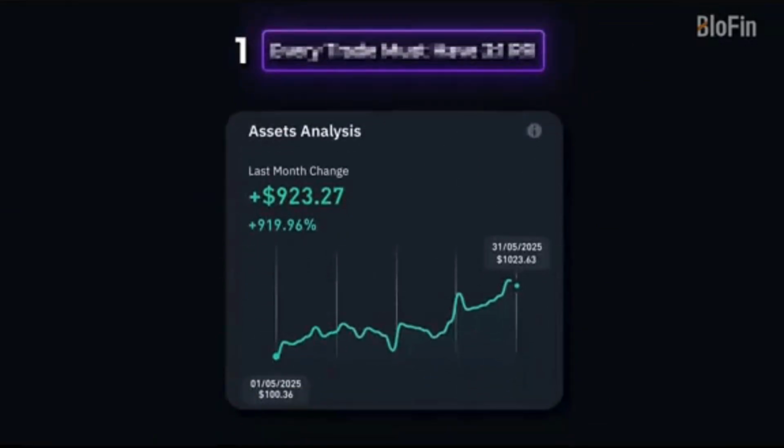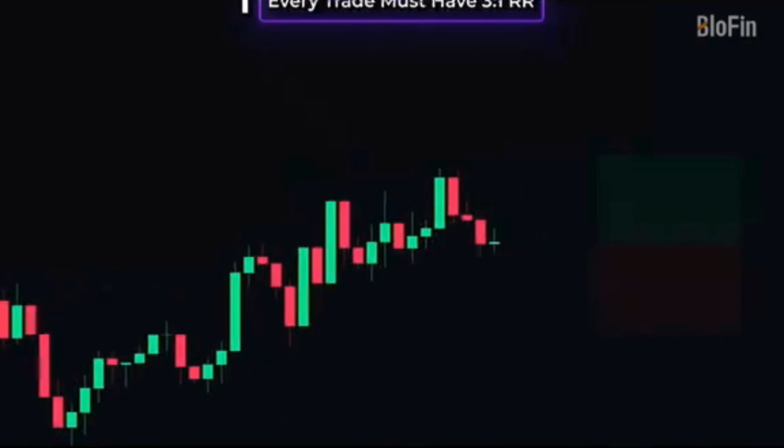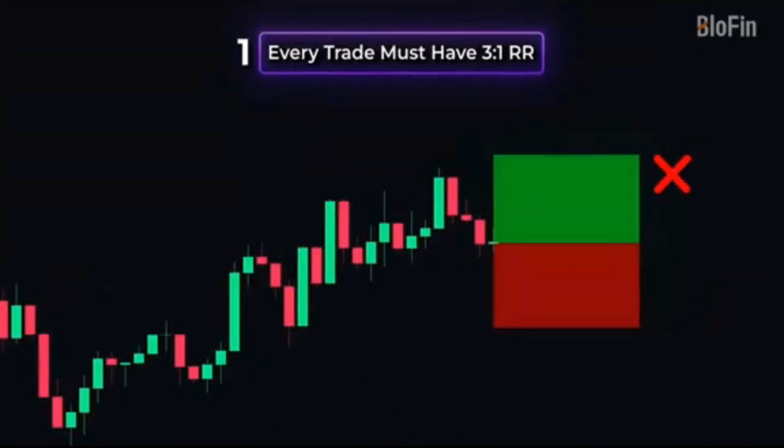Now, when I was growing this small account, I couldn't afford to take average trades. Each trade I took needs to have a high profit potential. This brings us to the first rule, which is every trade you take must have at least a 1 to 3 risk to reward. What that means is, if you're analyzing a trade, the profit potential must be at least 3 times the risk. So for example, if I'm risking $20 on a trade, then the profit potential should be at least $60.